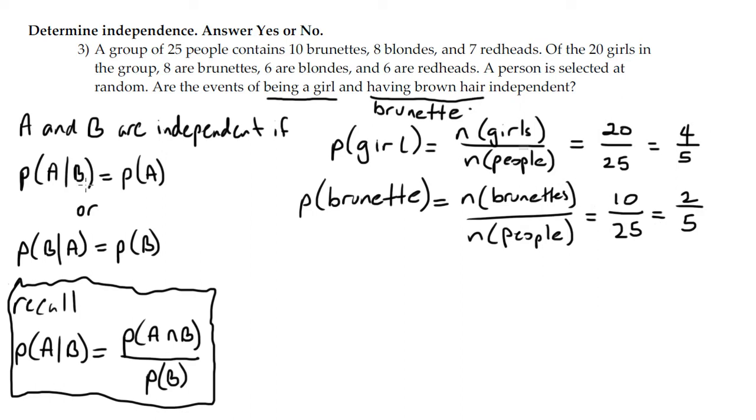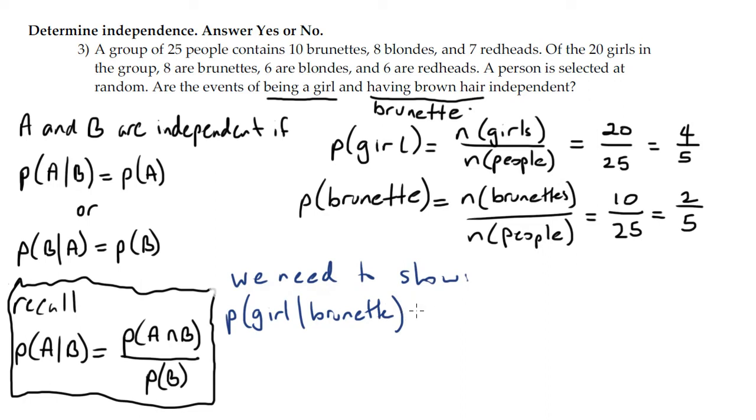Okay, those are important probabilities because that's what we'll need to show that this given that should be that, either or. Okay, so we need to show, let me do this in a different color. Oops. So we need to show that the probability of choosing a girl, given that you chose a brunette, is the same as the probability of choosing a girl, period.